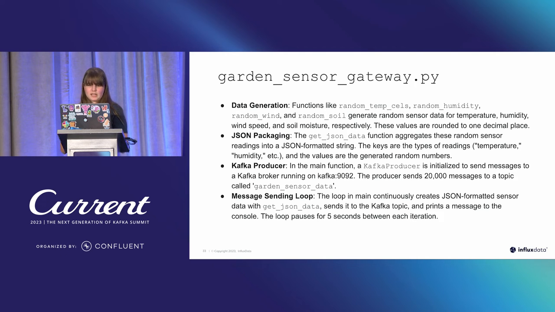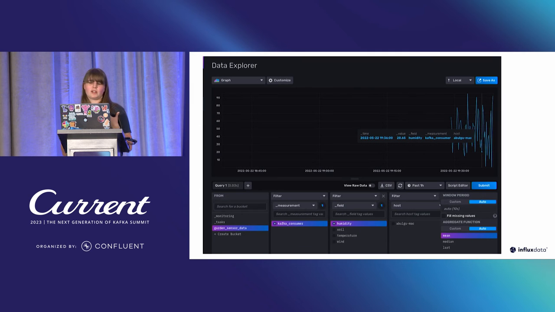To explain how the Python file works, which is pretty straightforward, it does the data generation. It packages this all within JSON, which is one of the accepted inputs for the Kafka Telegraf input plugin. It has the Kafka producer, and it's got a message sending loop, which continuously creates that JSON formatted sensor data. So this is just a quick example of how this all works. Like I said, this is super fun and easy to run. You just make sure Docker gets built, and everything starts to run on its own. It's really quite nice. Those are my favorite kind of projects, the ones that are super simple.